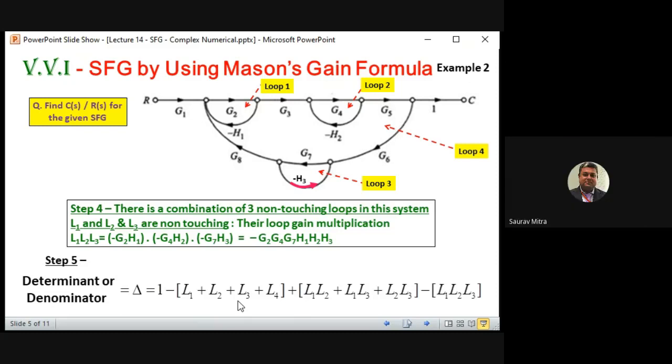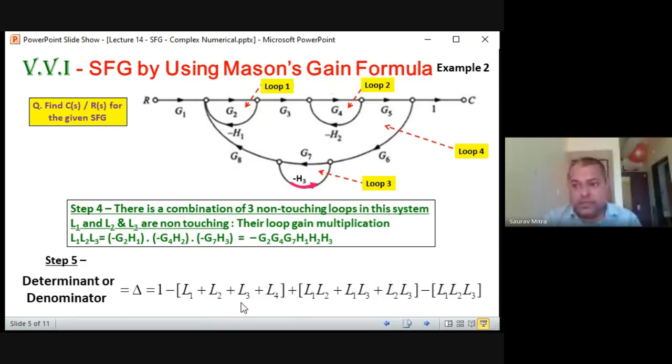What is meant by odd number? Individual loop gains, three non-touching loop gains, then five non-touching loop gains, all will be negative. Then two non-touching loop gains will be positive. Four non-touching loop gains will be positive. Likewise, this formula continues. But as this system is small enough, we are finding only up to three non-touching loops, and the fourth loop is touching all.